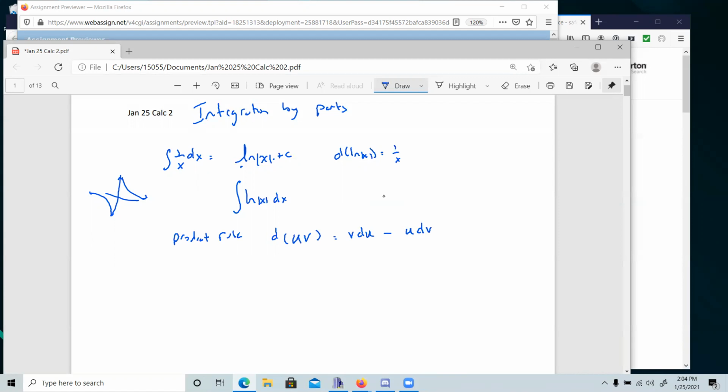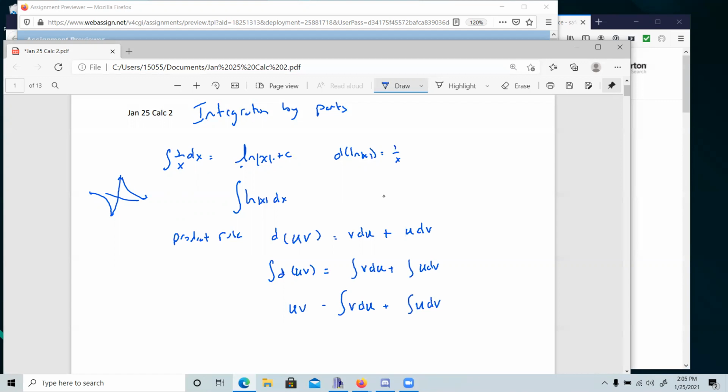And now we're going to undo it. So what do you do to undo it? We're going to take the integral of the derivative of uv, and that is equal to the integral of v du plus the integral of u dv. And here we have the fundamental theorem of calculus at work, so we just have uv. So there we go.